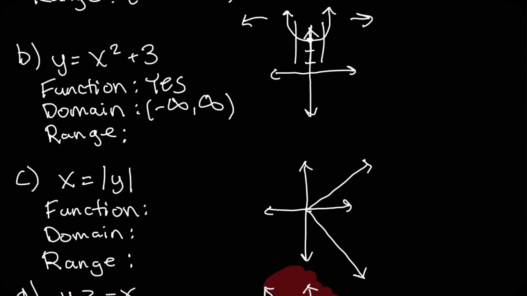And our range here, our lowest point is going to be 3, but it's going to continue to go to positive infinity for our y values. So we can say 3 all the way to positive infinity.